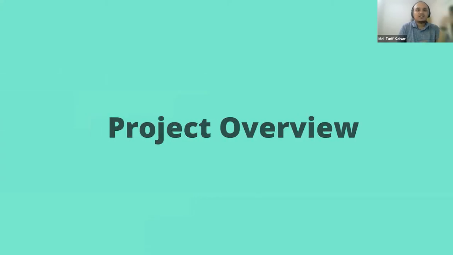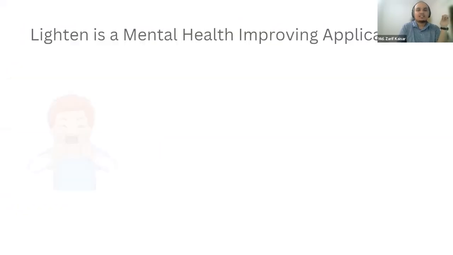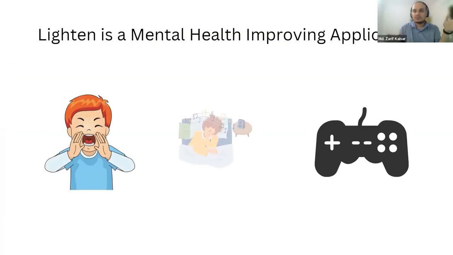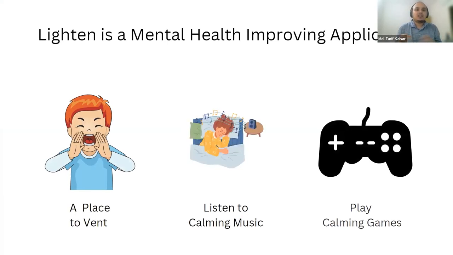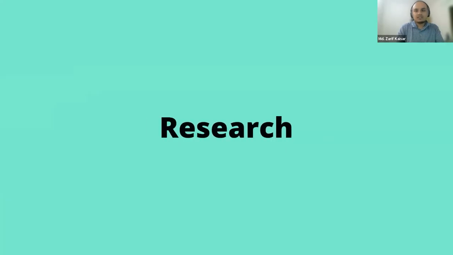So what is our project about? The project is very simple, and we have designed it to be very simple. Lighten is a mental health improving application where you can get a place to vent, that means express yourself, listen to calming music and play games. That's the simple idea of it, and we're going to move forward and explain how we got there. So firstly, initially, the research phase.